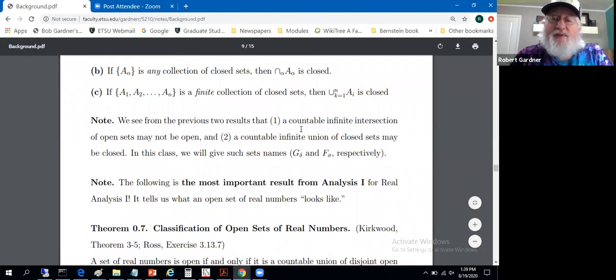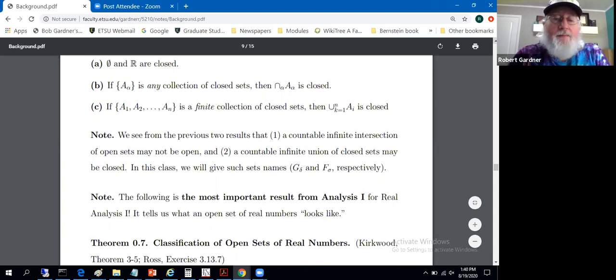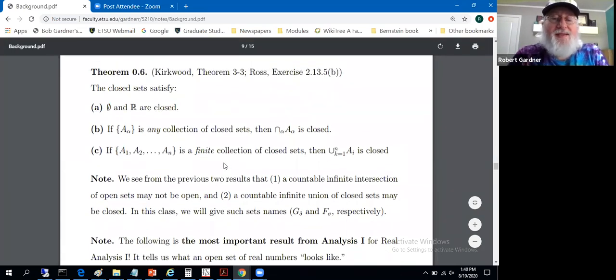All right, let's see. We just saw a countable infinite intersection of open sets may not be open. A finite collection of open sets may be open. Countable infinite union of closed sets may not be, should read, may not be closed. A little typo there.